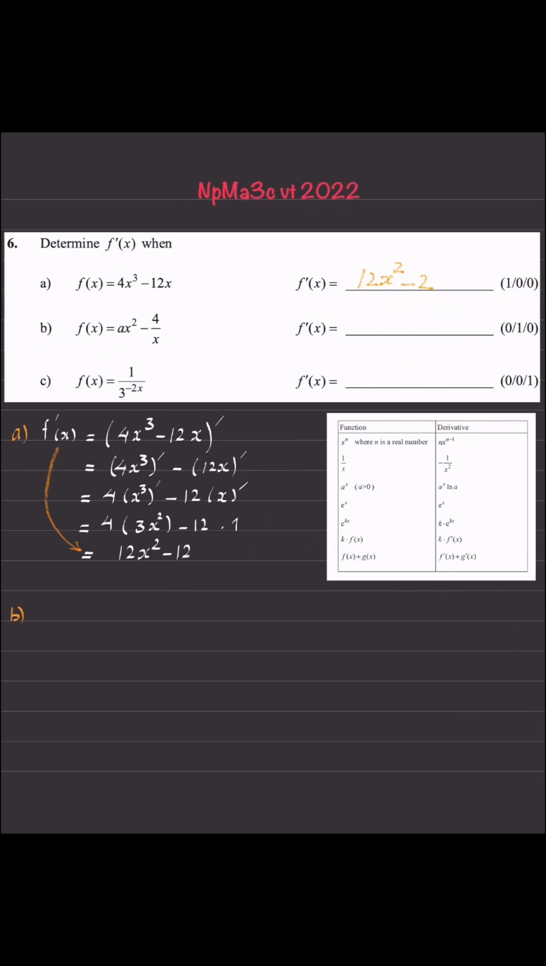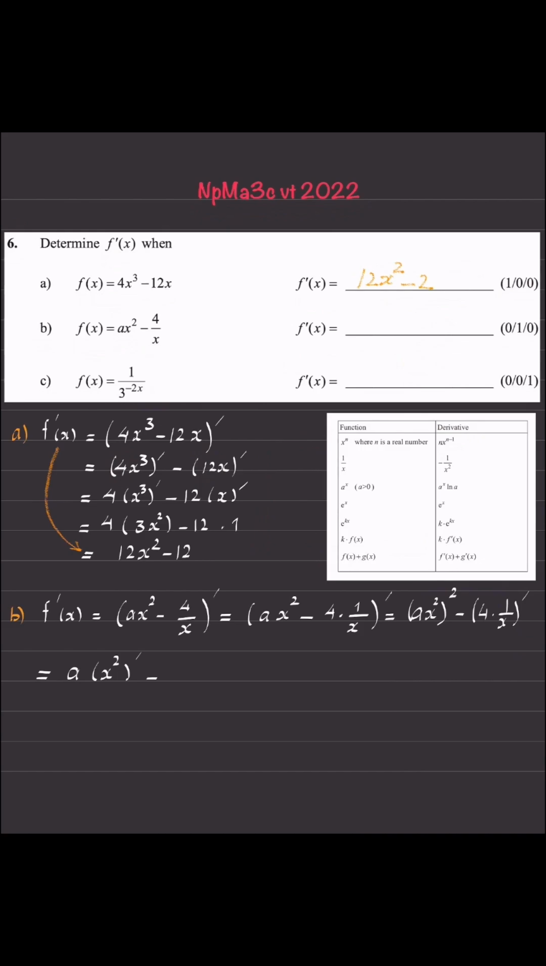I want to take the derivative of my function. My function is the difference of two parts, so I have to do more or less the same thing as I did before. But before doing that, I want to write it in an appropriate form. Ax squared is good enough, but the other one should be interpreted as 4 times 1 over x. Then I want to differentiate. This becomes the derivative of the first part according to the last row of the formula sheet here, minus the derivative of the second part. But now a is considered to be a constant. I pull it out and I just differentiate x squared.